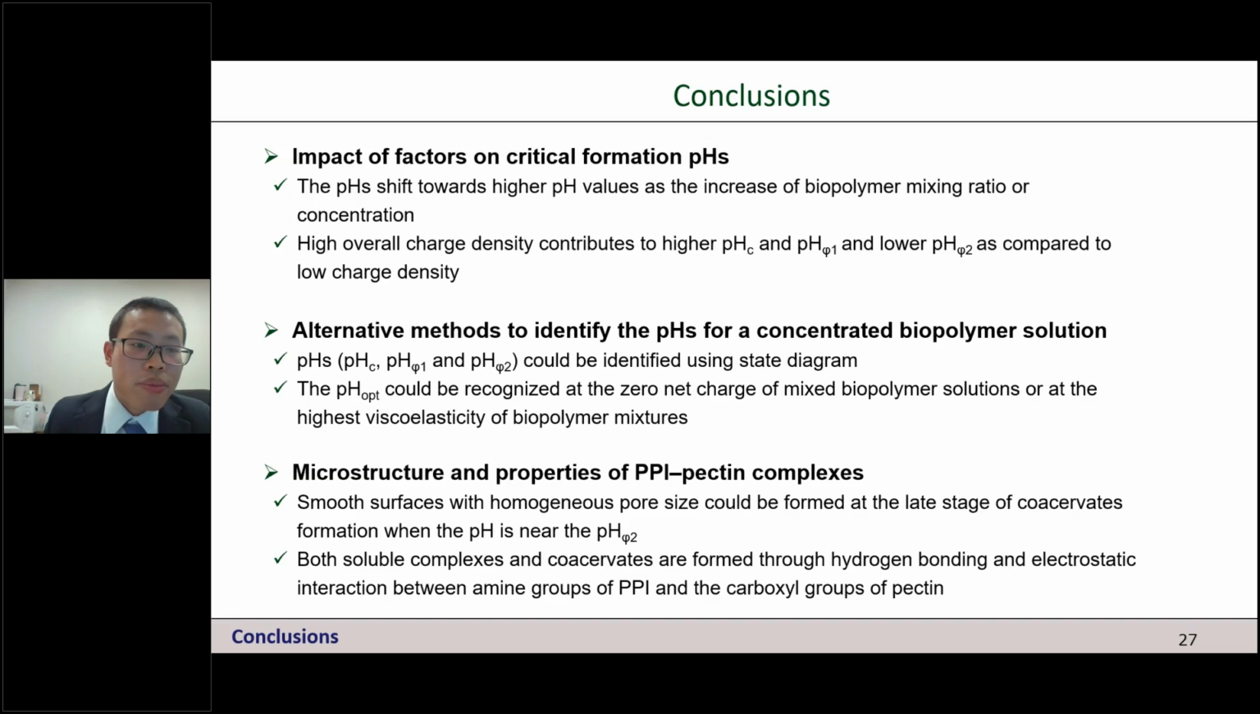To conclude, as for the impact of factors on critical formation pHs, the pH shifts towards higher pH values as the biopolymer mixing ratio or concentration increases. High overall charge density contributes to higher pHc and pH φ1 and lower pH φ2 as compared to low charge density.